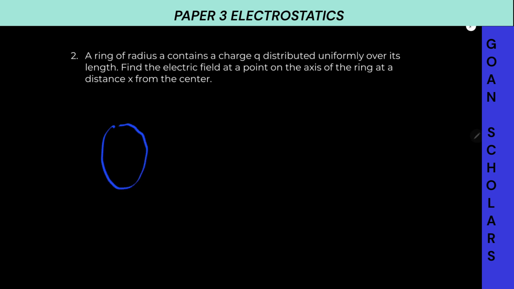So let's imagine this circle here. This is our ring, and due to this ring we have to find the electric field. Where do we have to find the electric field? Along the axis. So this is our any point at a distance of x from the center. And from this point, let me make a straight line here, our radii. Okay, so this is our radii. Wait a minute, let me make it straight. Okay, here it is. So this is our any distance A.